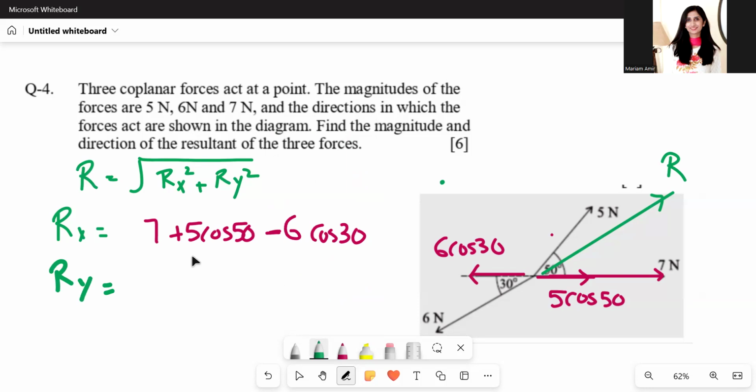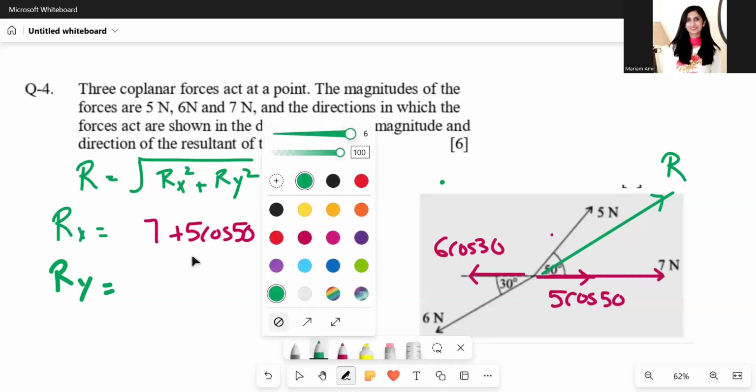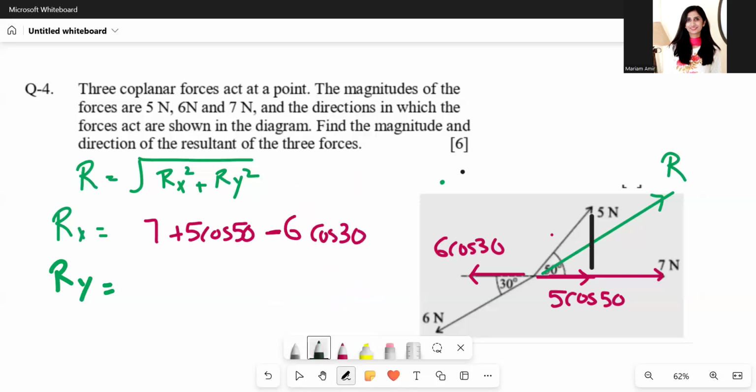we're going to add the forces in the y direction that are in the same direction and subtract the ones in y that are in the opposite direction. So let's see what the y components are. For the 5 Newton force, this one, we have 5 sine 50 in one direction. There's no y component for this force. And for the other one, it is 6 sine 30.